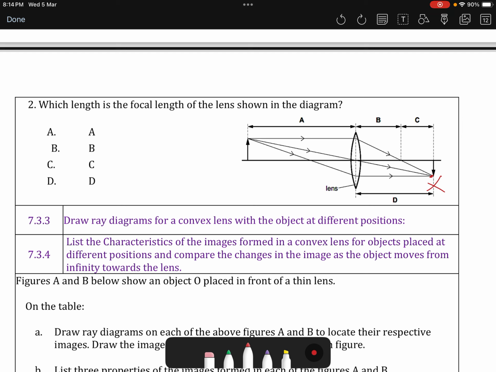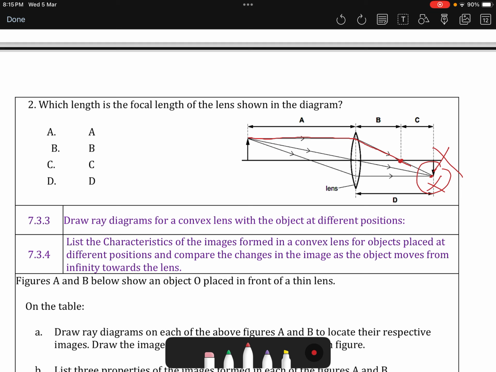Now, which light will go to the focal point? Actually, the parallel light. The parallel light ray will refract to the focal point. So this is the focal point. This is a tricky question, and we need to be careful. So not here. This is not right, because the focal point converges the light coming from infinity. So the parallel light will be converged in the focal point.